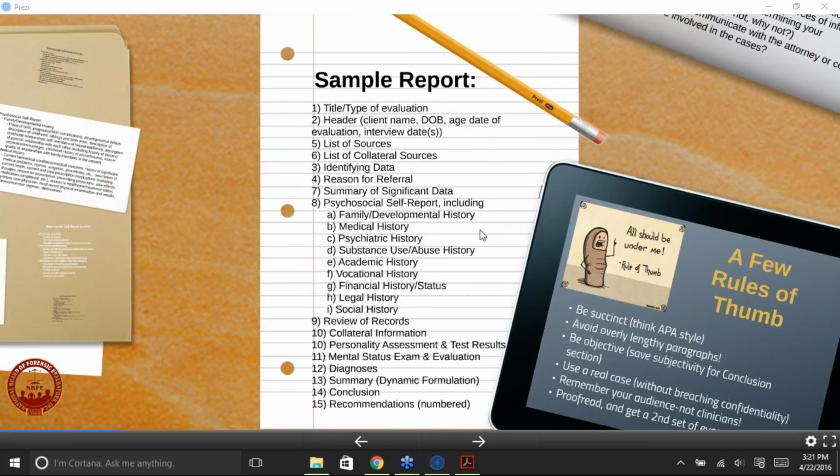Okay, looks like we got another couple of questions here. One is from John. You could use data from a guardian ad litem report to formulate your case you're evaluating, and that does make sense to me. I think you could do that.